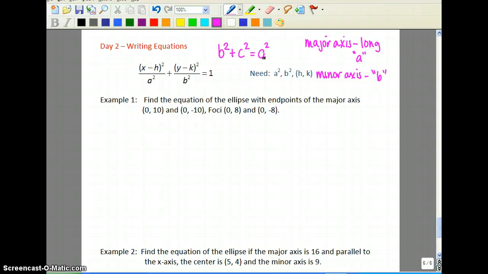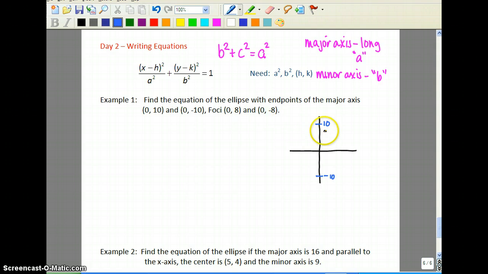Direction will be important. So number 1, find the equation of the ellipse with endpoints of the major axis 0, 10 and 0, negative 10, and the foci are 0, 8 and 0, negative 8. I find it extremely helpful to draw this picture. We know that the major axis is 0, 10 and 0, negative 10. So what does that tell you right away?